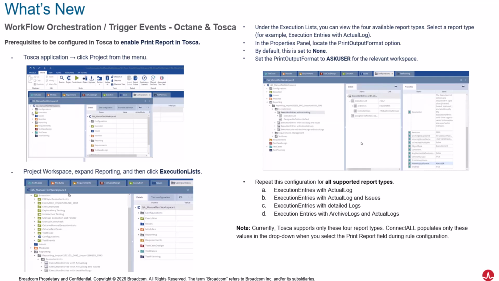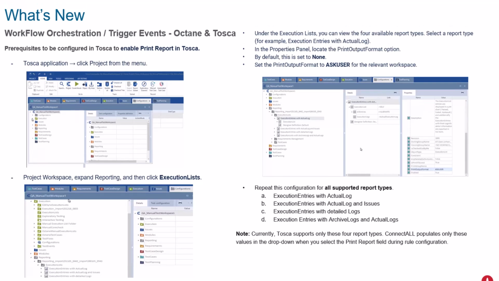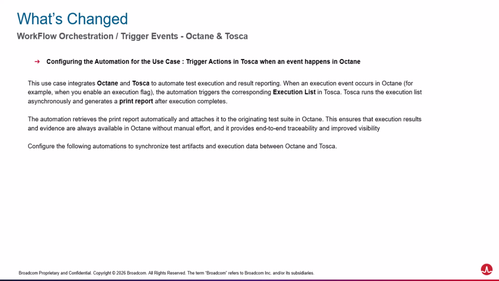Before we start, there are certain configurations we have to do on the end application, especially for Tosca. The print report is not a default setting, so for it to be active on Tosca, there are certain steps to be followed. We have gathered that information in here. When we talk to customers, if print report is not coming up for them for some reason, we give them the steps on how to enable it on Tosca, which are captured here. And as said, the basic use case is automatic test execution and result reporting. This is one of the use cases we are solving with this functionality.